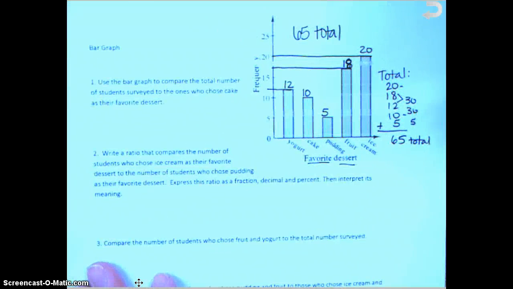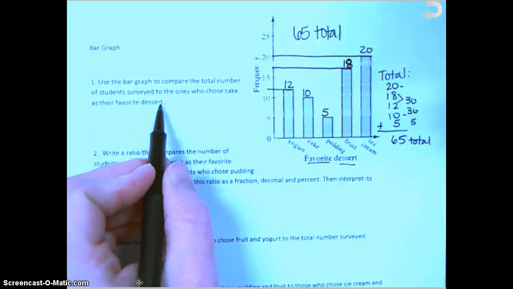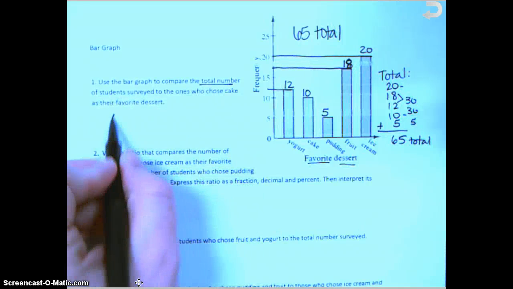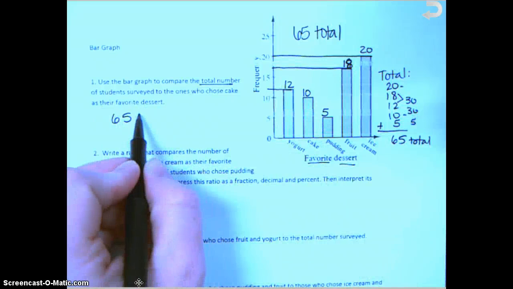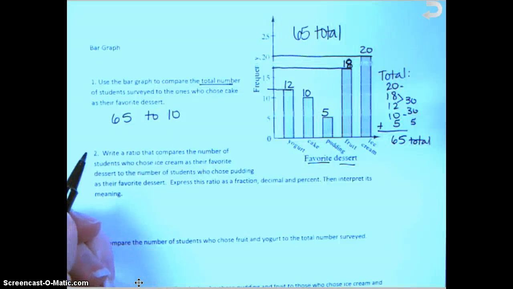Use the bar graph to compare the total number of students surveyed to the ones who chose cake as their favorite dessert. So the total number of students surveyed, which is 65, to the ones who chose cake. How many chose cake? 10. Okay.